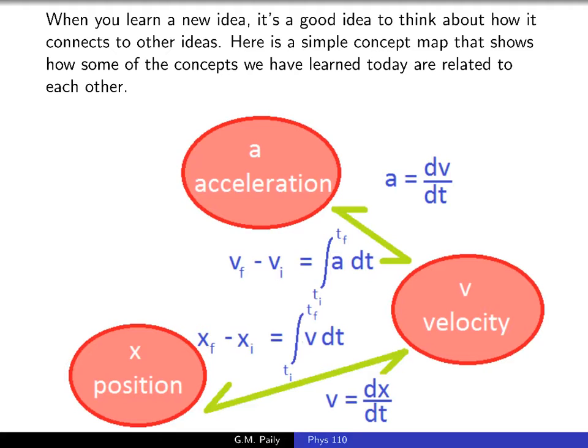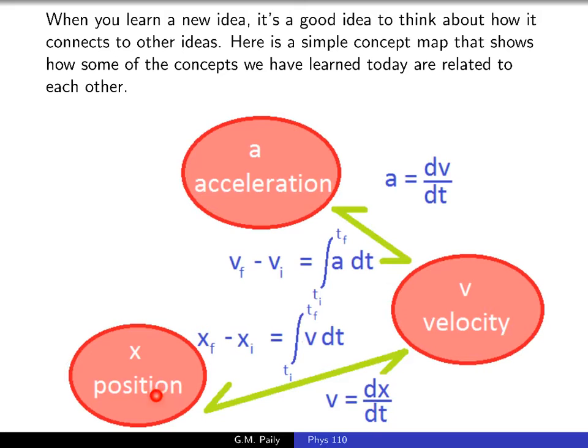In this course, whenever you learn a new idea, it's a good idea to think about how it connects to the other concepts that you have learned. In this case, in Chapter 2, we have learned about position, velocity, and acceleration. How do we connect these concepts? We know that we can go from velocity to acceleration by taking the derivative. That is, feeding in the velocity to this derivative operation and getting the acceleration. And we can go from acceleration back to velocity by taking the integral of the acceleration to get the change in velocity.